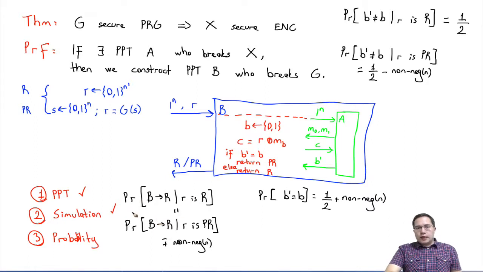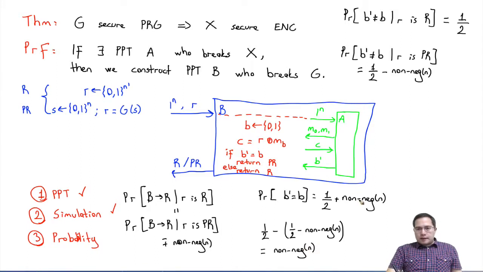Now we need to look at the difference between these probabilities, and the difference needs to be non-negligible. So here we have 1 over 2, and then here we have 1 over 2 minus non-negligible. And when we subtract these, what we realize is that this difference is non-negligible.